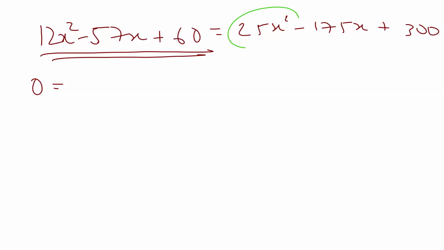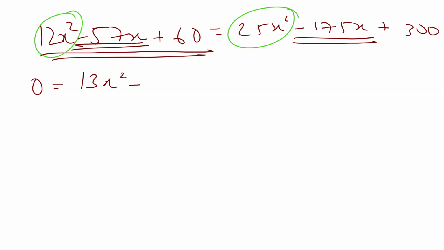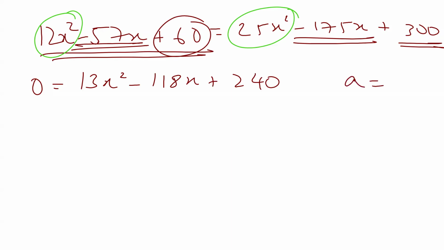So 25x square minus 12x square is 13x square. Minus 175 plus 57, it will be minus 118x. 300 minus 60, that is plus 240, sorry. I will not take a chance with splitting the middle term. I'll just use the formula with A, B, and C. A is 13, B is minus 118, C is 240.